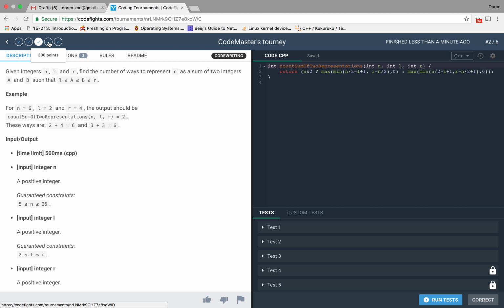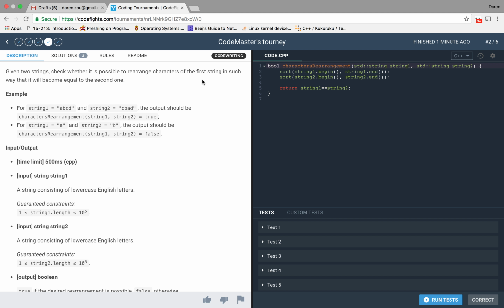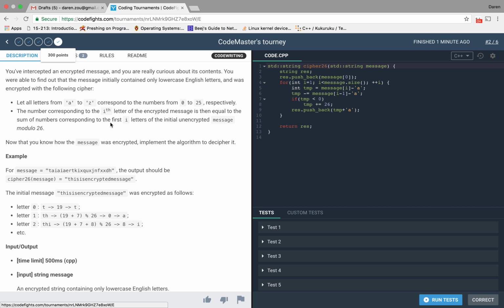Given two strings, check whether it's possible to rearrange the characters of the first string in such a way that it becomes equal to the second one. So basically, if you sort both strings and they're equal, then you should return true. Otherwise, you return false.